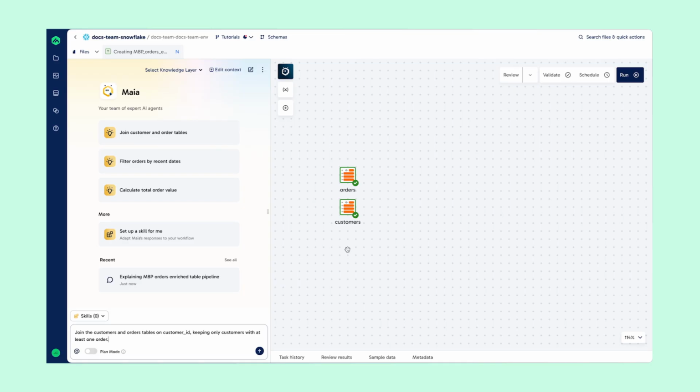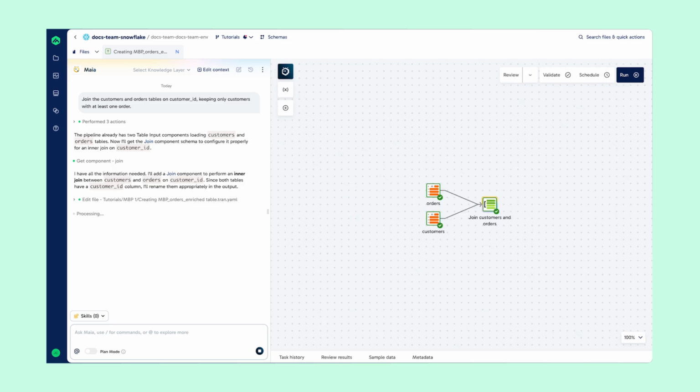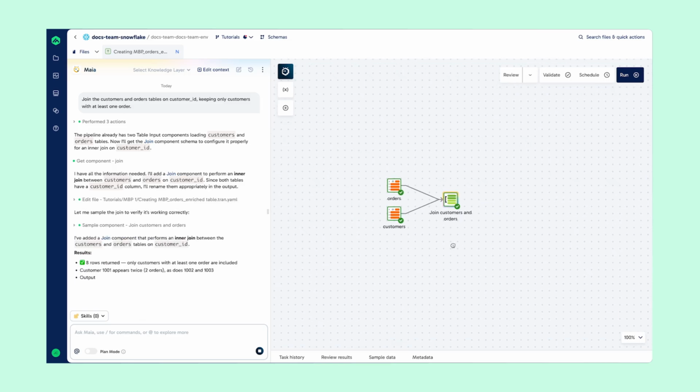A stronger prompt could sound like the following. Join the customers and orders tables on customer ID, keeping only customers with at least one order. That one sentence tells Maia what to join, how to join it, and the desired business outcome, leading to a much more refined result.